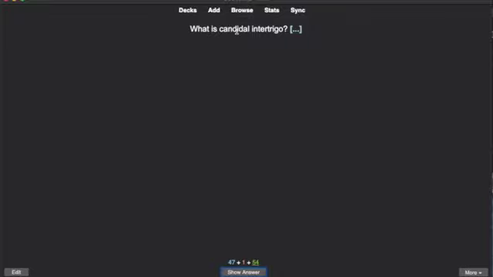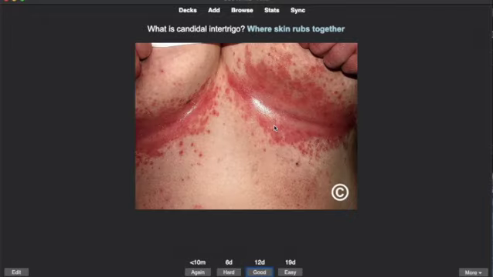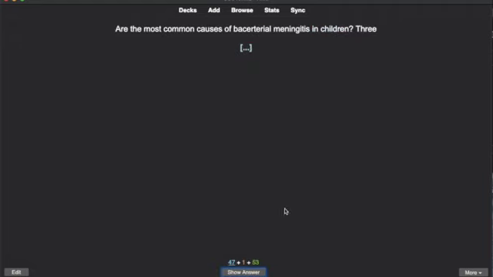What is candidial enteritrigo? What the heck? Oh. Where skin rubs together. It's just like this candidial, I don't know, rash thing. I don't understand it very much.